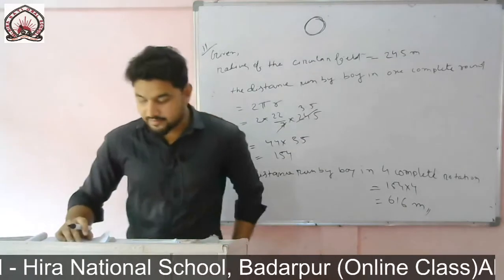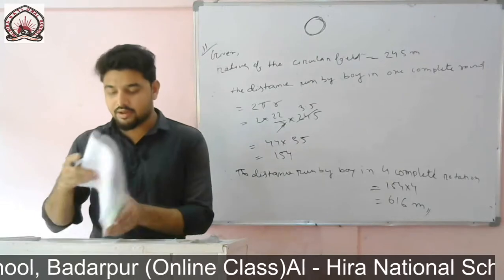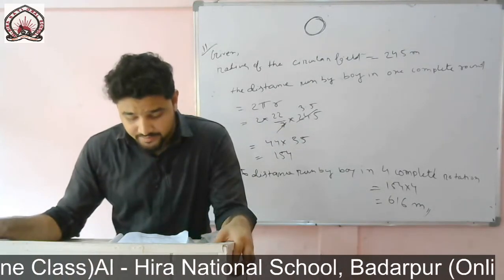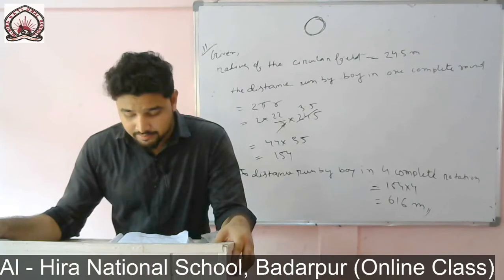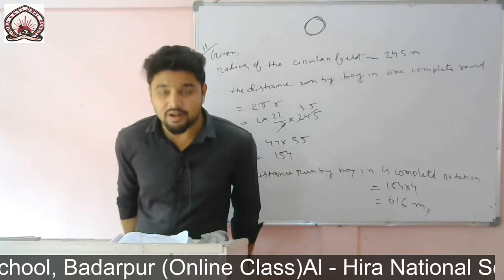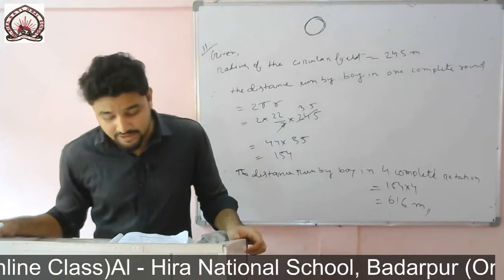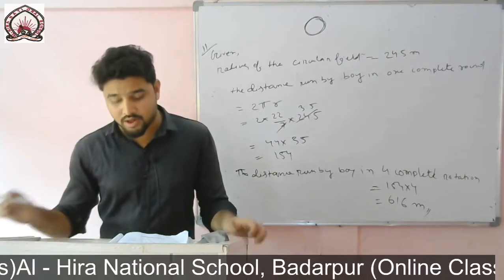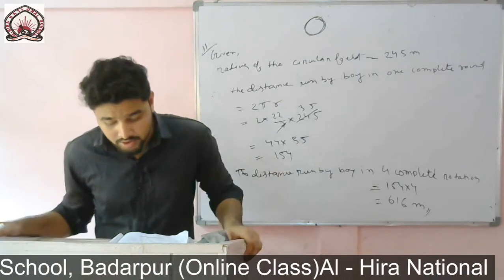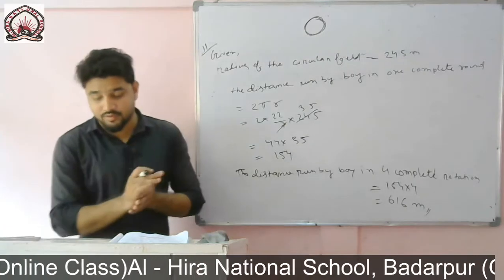Now come to question number 12. The diameter of the wheel is 28 centimeter. How many revolutions will it make to travel 352 meter? That means the diameter of the wheel is 28 centimeter, and how many revolutions will it take to travel 352 meter?